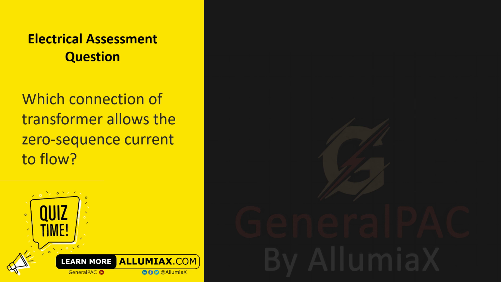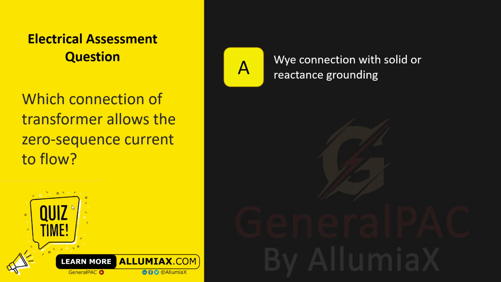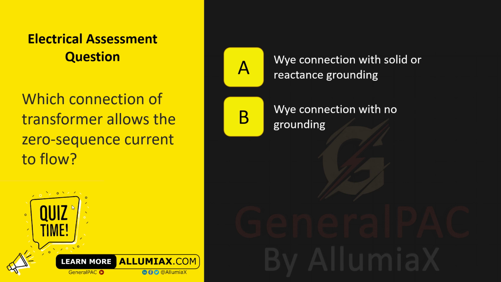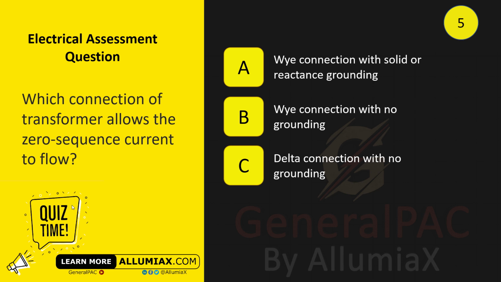Which connection of transformer allows the zero sequence current to flow? A. Y connection with solid or reactance grounding. B. Y connection with no grounding. C. Delta connection with no grounding.